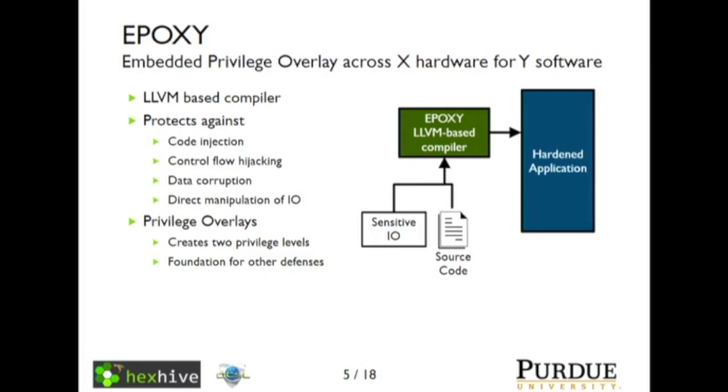It provides protections for code injection, control flow hijacking, data corruption, and manipulation of sensitive I/O. We do this using a technique we call privilege overlays, which creates two levels of privileges, privileged and unprivileged, and this is the foundation for all of our defenses.